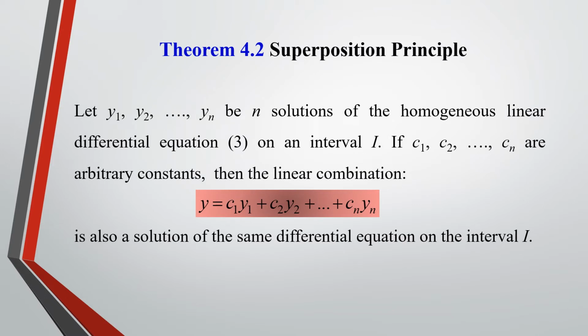Theorem 4.2 is on the superposition principle. Let me read this slide. Let y1, y2 until yn be n solutions of the homogeneous linear differential equation on an interval I. If c1, c2 until cn are arbitrary constants, then the linear combination y equal to c1 y1 plus c2 y2 plus ... plus cn yn is also a solution of the same differential equation on the interval I.